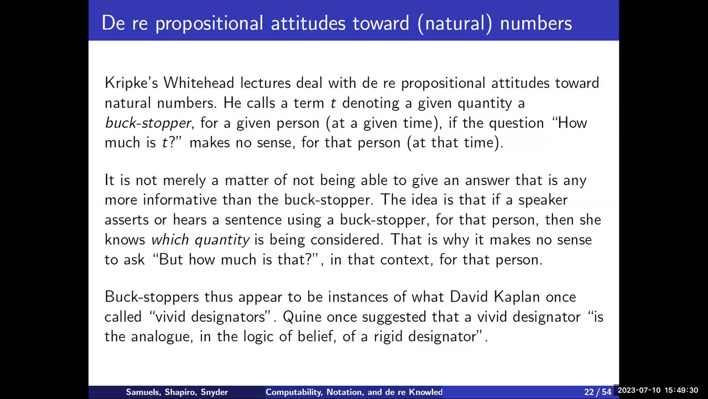Now, with buck stoppers, it's not merely a matter of not being able to give an answer that is any more informative than the buck stopper. The idea is that if the speaker asserts or hears a sentence using a buck stopper for that person, then she knows which quantity is being considered. That is why it makes no sense to ask, but how much is that, in that context for that person? Now, buck stoppers appear to be instances of what David Kaplan once called vivid designators. And Quine once suggested that a vivid designator is the analog in the logic of belief of a rigid designator.